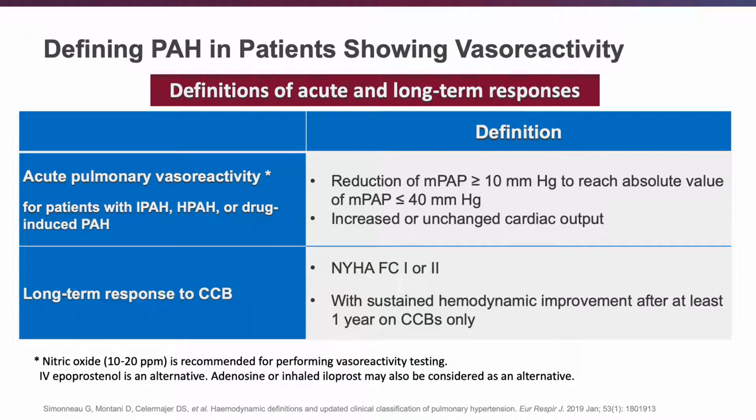And they do respond to calcium channel blockers with functional class 1 or 2 symptoms that is sustained for more than 1 year on calcium channel blockers alone. So those are a special group of patients and are clearly listed in the Group 1 category of PAH in the new definition of pulmonary hypertension.